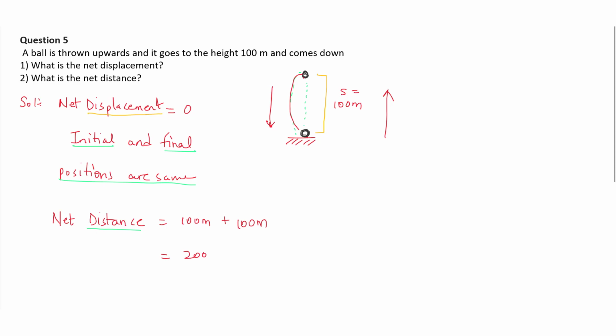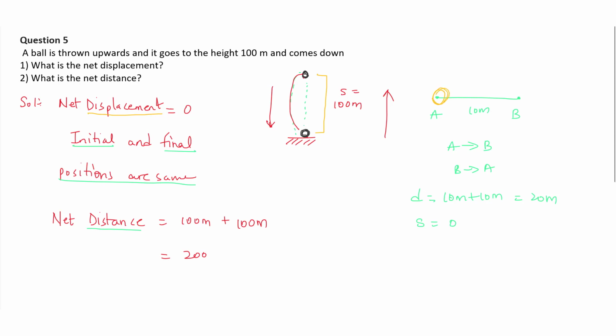If you understand the difference between distance and displacement, consider an object which is moving from this position to this position. I say this is 10 meter and it has to move from A to B, then again B to A. Your distance will be 10 meter plus 10 meter, that will be 20 meter. Whereas your displacement will be 0 because the initial and final position is same. This is our initial as well as our final position. I hope you understood this.